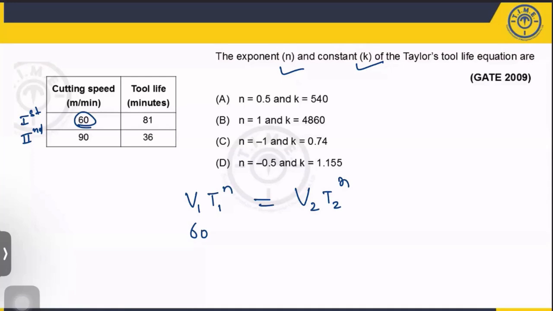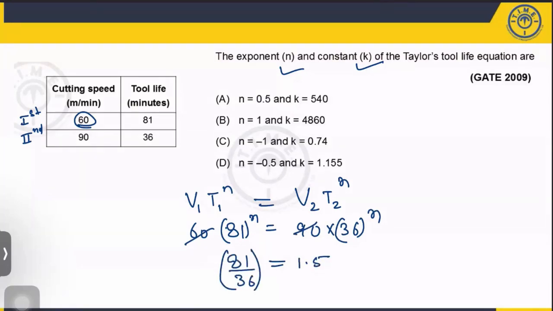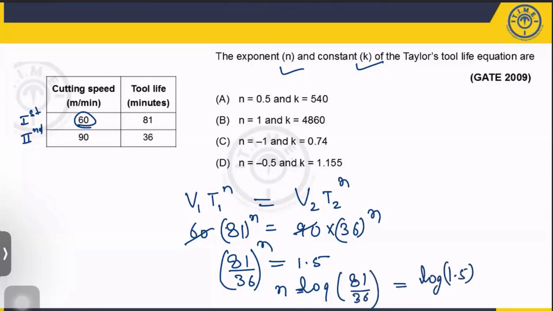Yeah, Jagan, let me check whether option A is correct or not. Okay, sir. So V1 is 60, T1 is 81 to the power of n. V2 is 90, T2 is 36 to the power of n. So this is nothing but 1.5 equals 81 divided by 36, to the power of n. So if you take the log, n log of 81 divided by 36 equals log of 1.5. So from here, you will get the n value. Let me calculate this value. 1.5 and this value. Yeah. N value you are getting as 0.5.